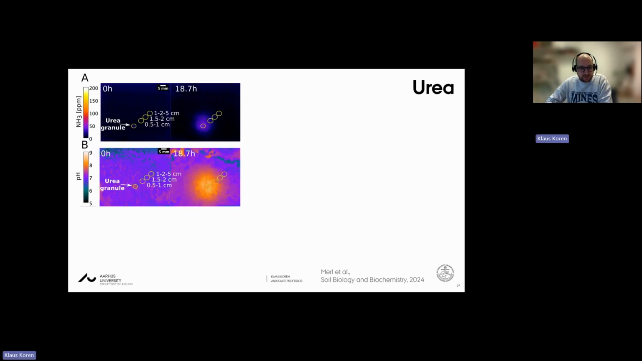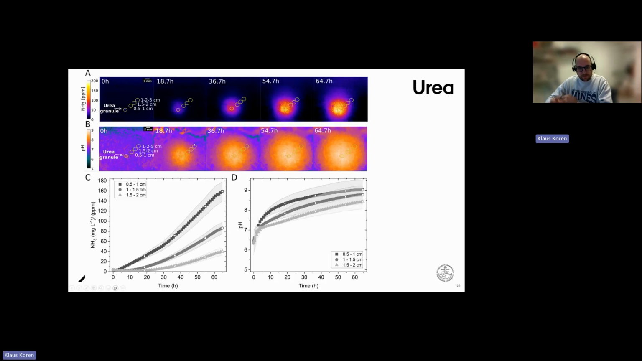And if we now look at another type of fertilizer, like urea, if you put urea in, the picture looks very different. So it's spreading further out and the pH increases a lot. And this has to do, of course, with urea needing to be hydrolyzed by urease and so on. So you have a very different pattern of ammonia release in the system.